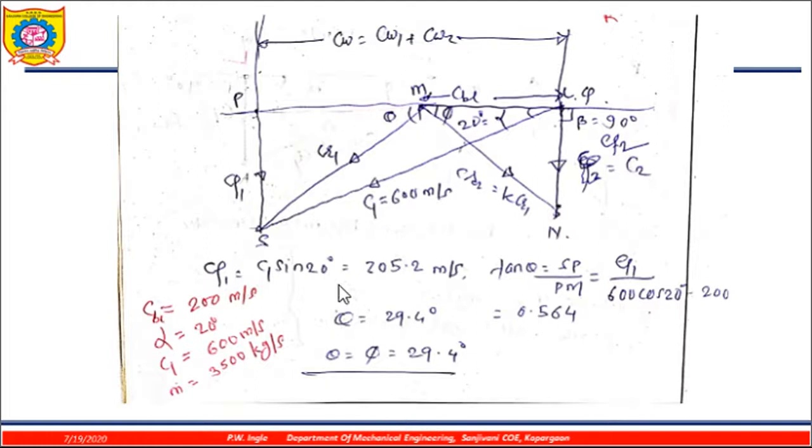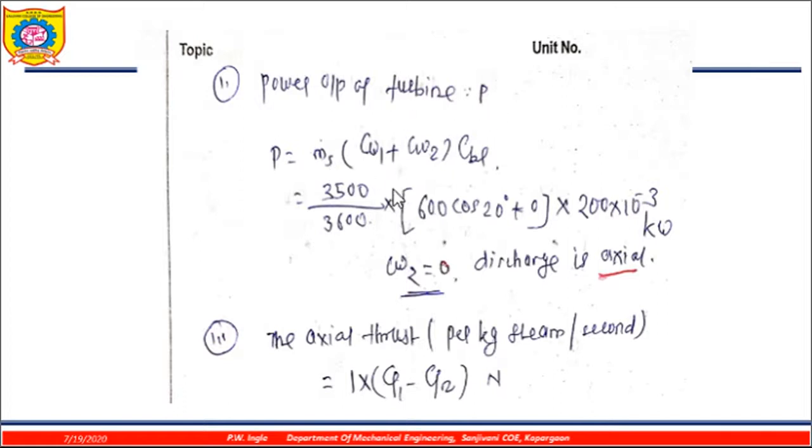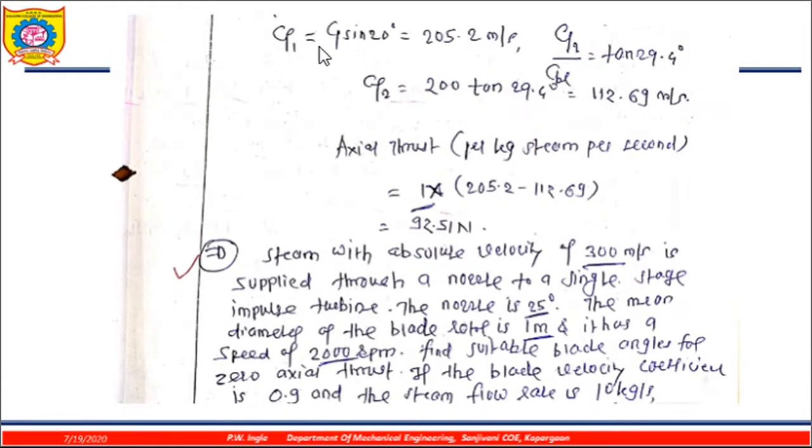So very simple. CF1 is C1 sin 20, so we are using trigonometry. Then tan theta, so you get theta angle, so theta equal to phi. Very simple formula. Power output of turbine, because CW2 is 0. Axial thrust is CF1 minus CF2. What is CF1? It is C1 sin 20. Then what is CF2? CF2 upon CBL is tan 29.4. So axial thrust also you can calculate.